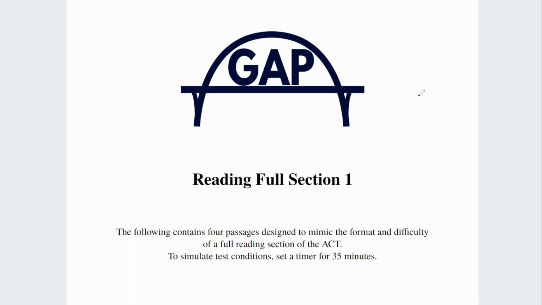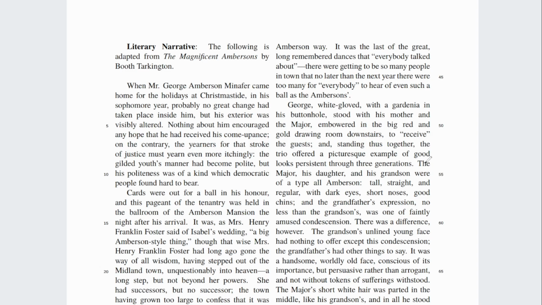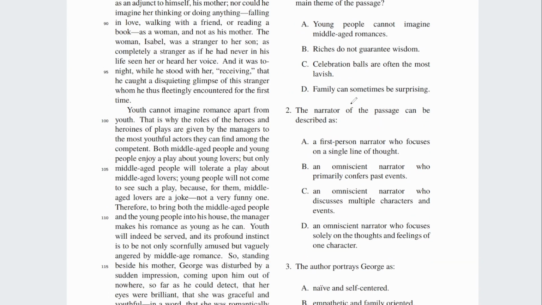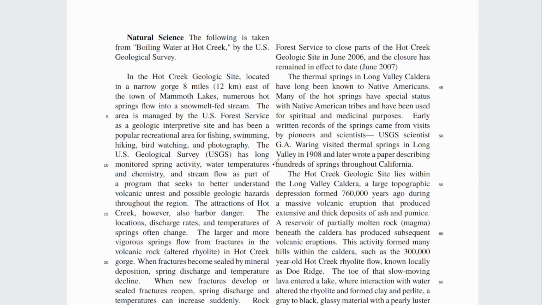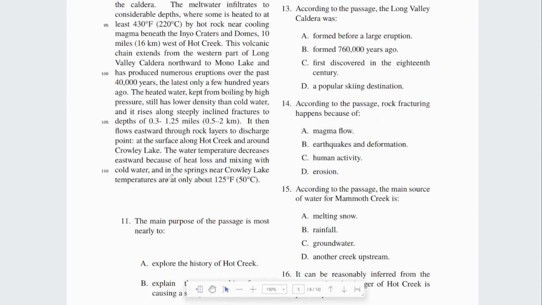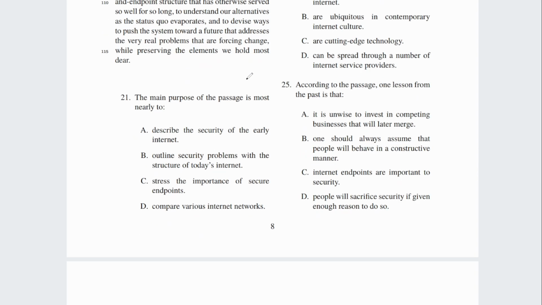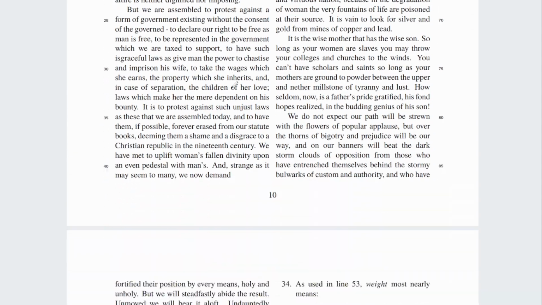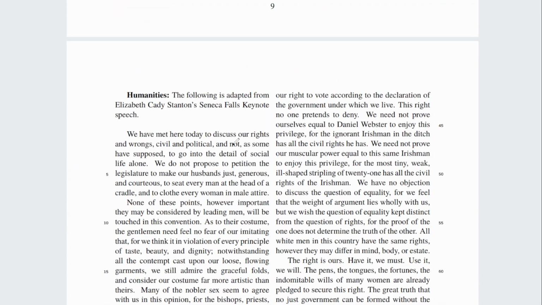And I want to start by looking at what is on these passages. So of course we have the normal 4 passages. We have literary narrative, which looks to be quite a long passage at 120 lines. And we have natural science, which is also quite long, not as long. We have social science. Social science is about the internet, which is sort of exciting to me. Maybe I'll enjoy that one first. Which is also quite long, and humanities, which is much shorter, but this one seems like it could be quite difficult.